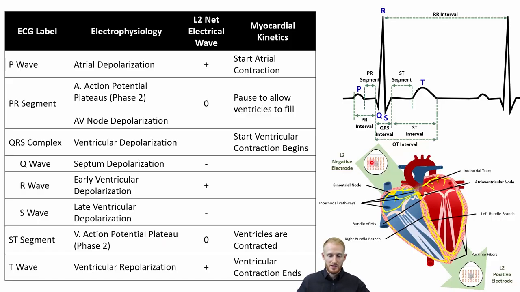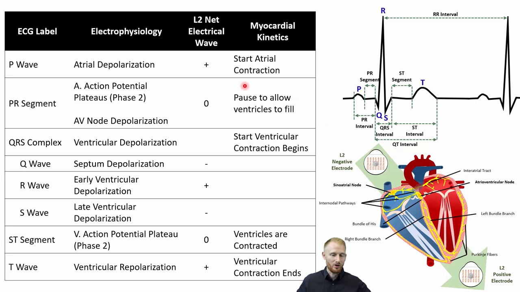So here's your lead 2. The negative electrode is your right arm lead. The positive electrode is your left leg lead, going sort of diagonally across the chest, which is in line with the yellow wiring that is being depicted on the heart, which is the electrical network of the heart. And then here is a drawing of a stereotypical lead 2.